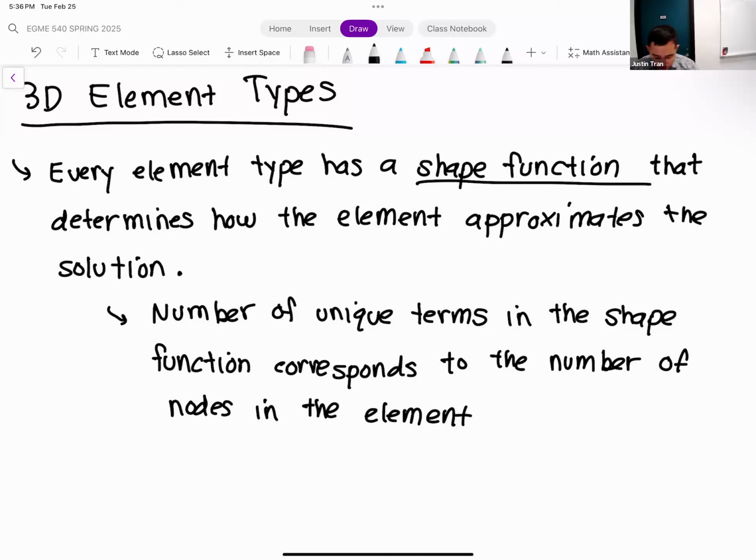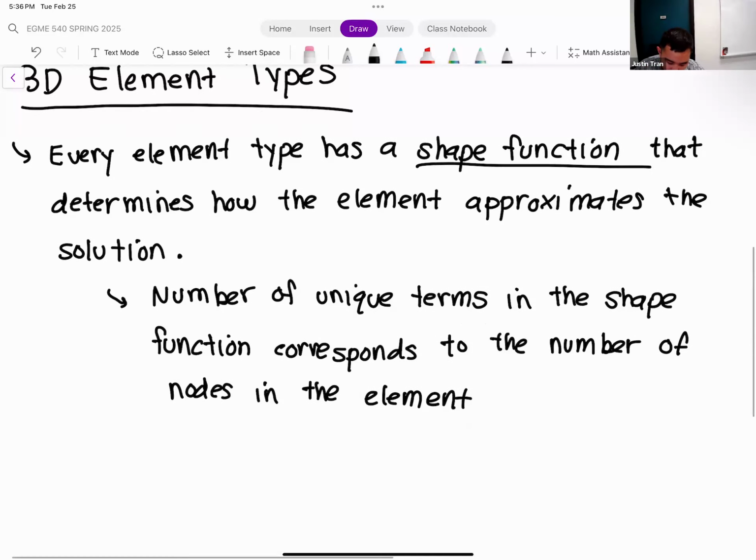Okay, and generally speaking, the more unique terms that you have, the better solution properties that you're going to have. So that's going to lead to better accuracy, in general. But in particular, you're going to be able to capture more unique types of solution behavior or more unique types of solution dependency than you would otherwise. Okay?